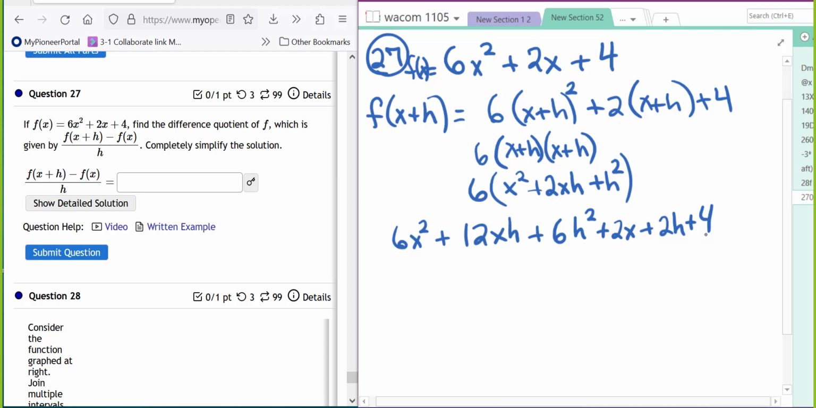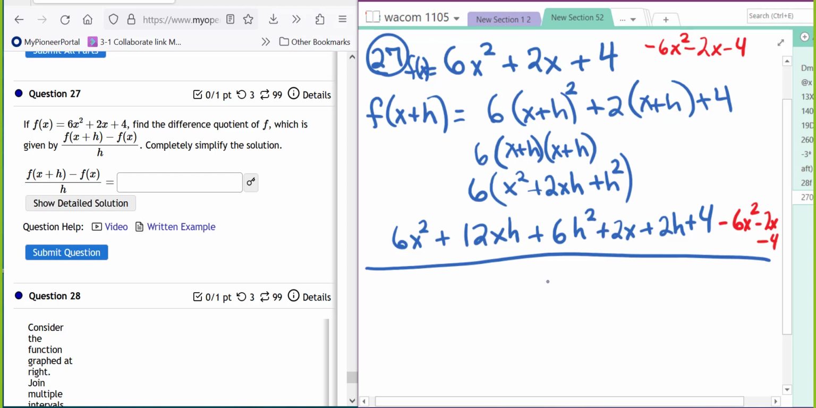Now I'm going to subtract f of x. Well, here is your f of x. If you distribute a negative through that, that will be subtracting f of x. So negative 6x squared minus 2x minus 4. All right, so I'm going to have to tag it on here. All that's on the numerator. Denominator is just h.